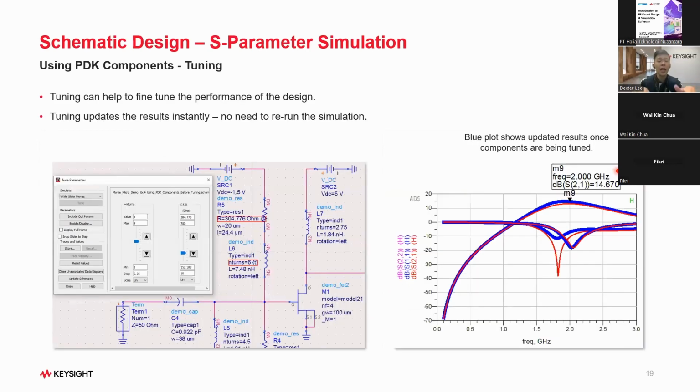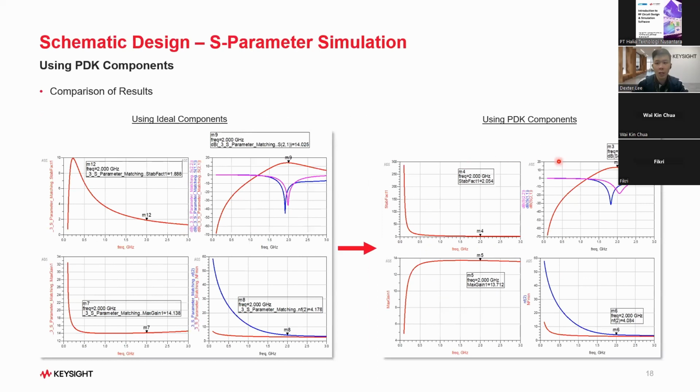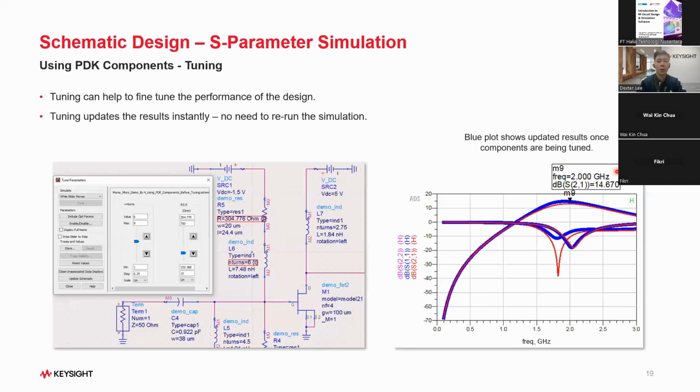Okay, so for ADS, we do have the tuning capability for you to actually tune your results here. Okay, so if you take note of that, initially with the foundry's process design kit component, I'm getting S21 about 13.2, right? So with the tuning feature, I can tune my results. Basically, I'm tuning the resistors and my inductors' number of turns here, for example.